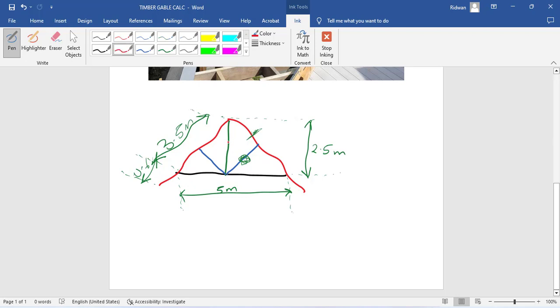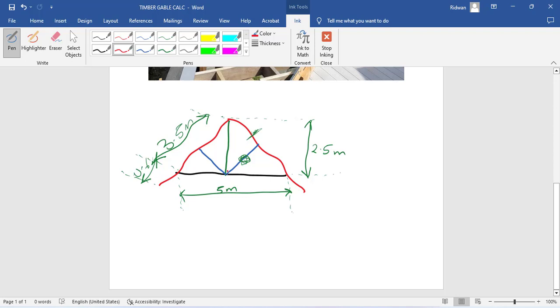We've calculated the height of this particular king post, which is 2.5 meter. We've calculated the length of the tie beam, which is 5 meter. We've also calculated the length of the rafter, which is equivalent to 4.1 meter. The 4.1 meter can be split into 3.5 meter and 0.6 meter, but the total length is actually 4.1 meter.